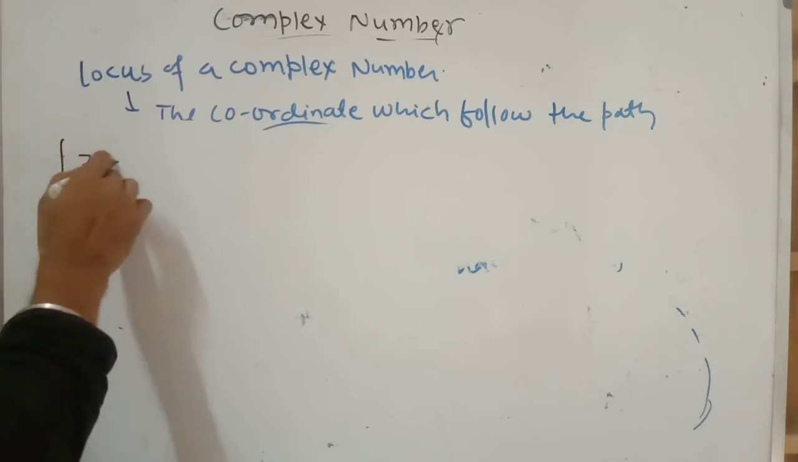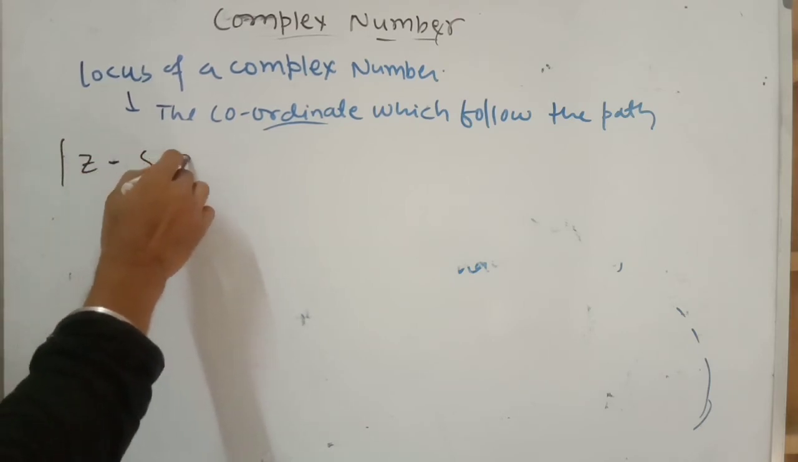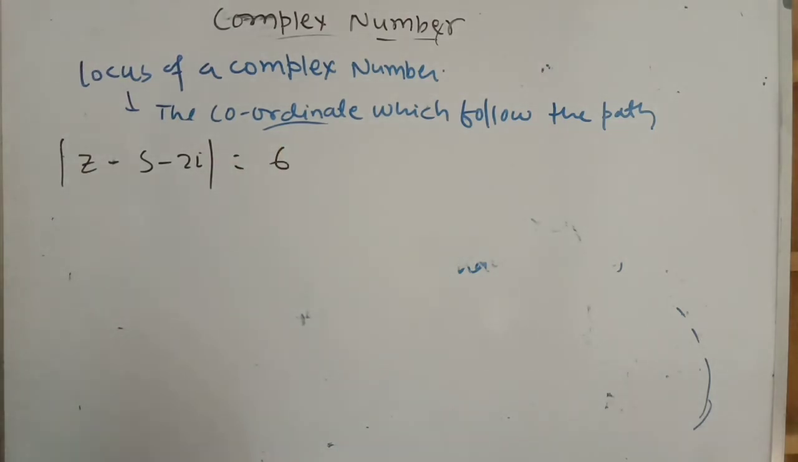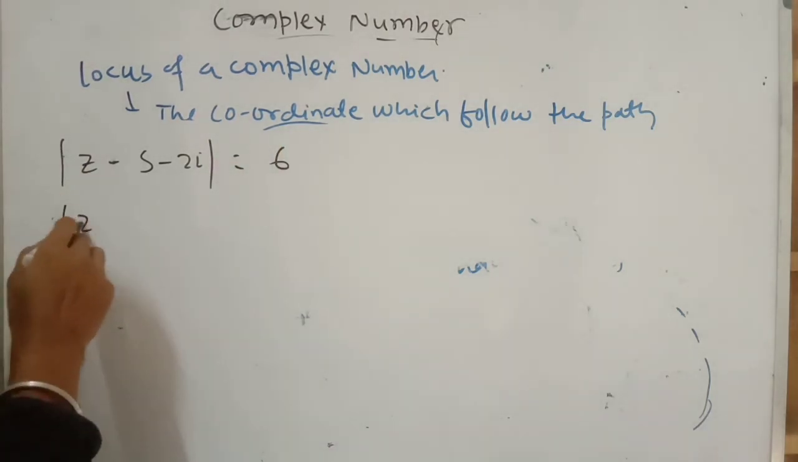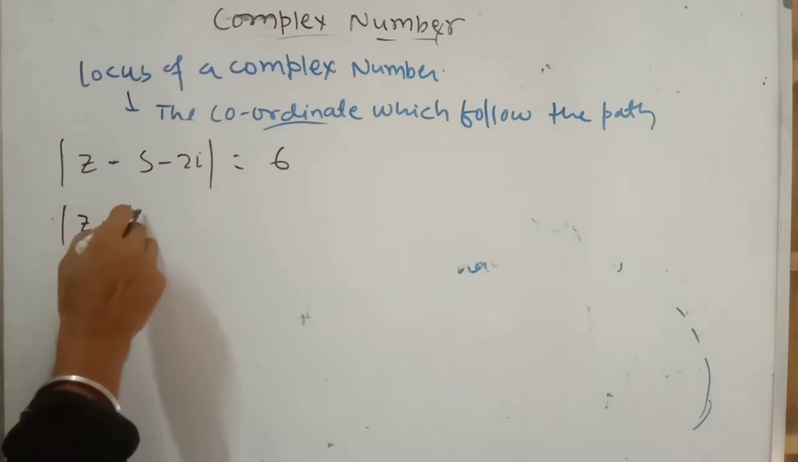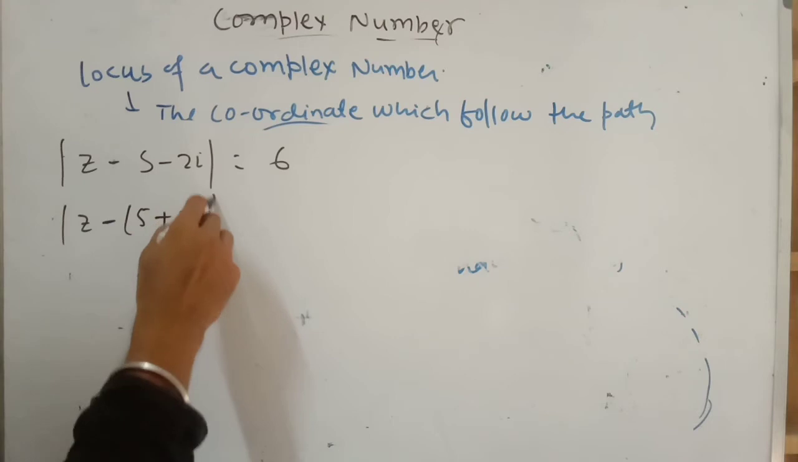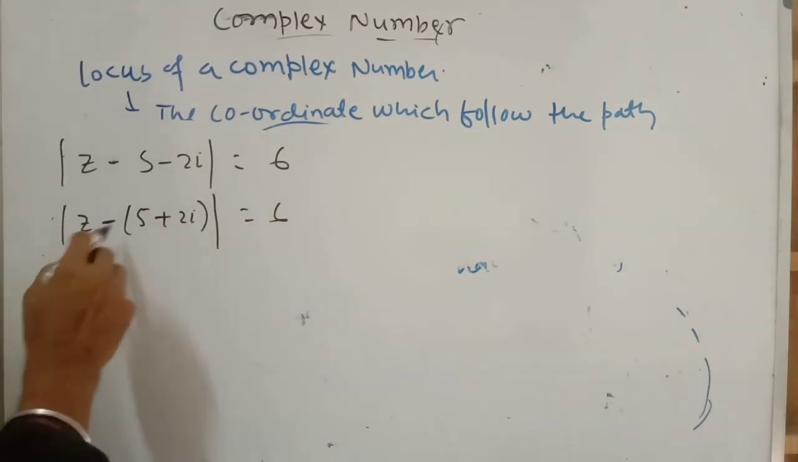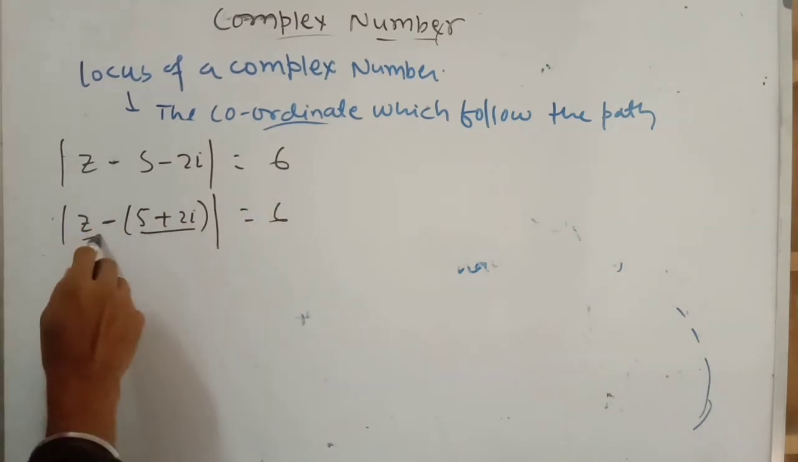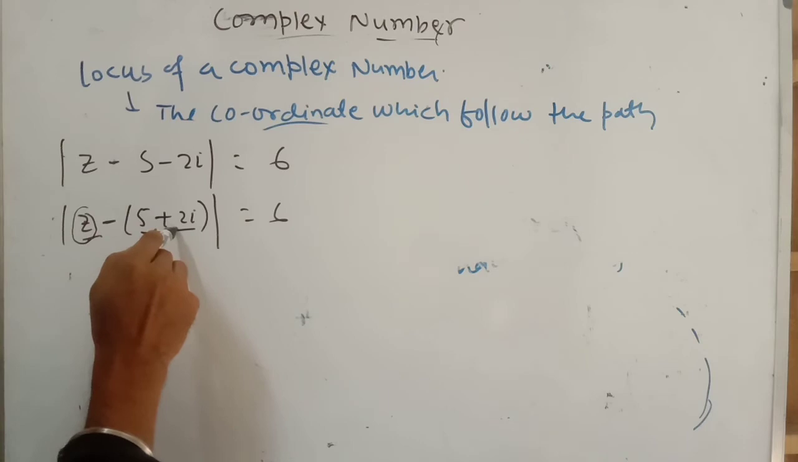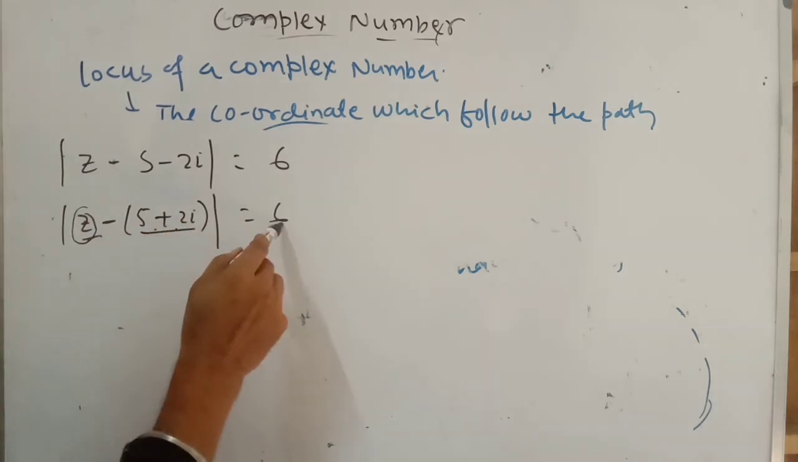Let me consider |z − (5 − 2i)| = 6. First of all, z minus, taking the comma, minus 5 plus 2i, equal to 6. That means this is a complex number, this is also a complex number, and the distance of z from this complex number is constant, equal to 6.